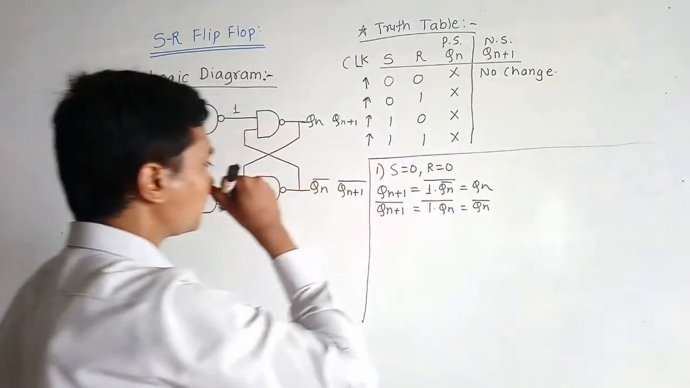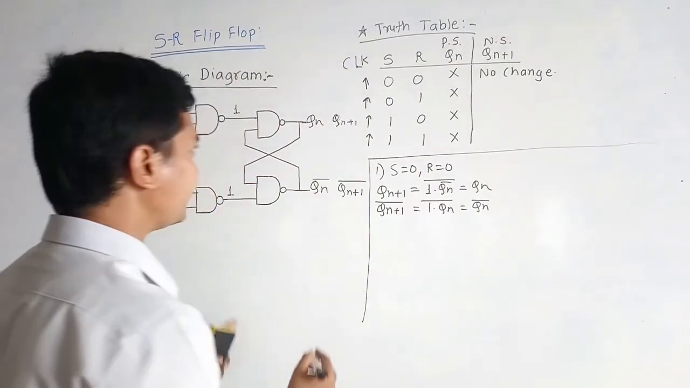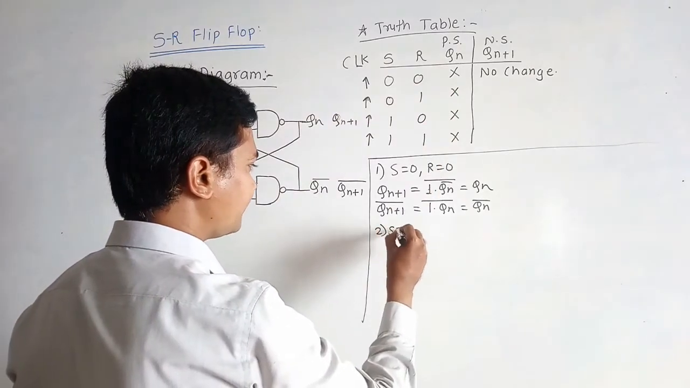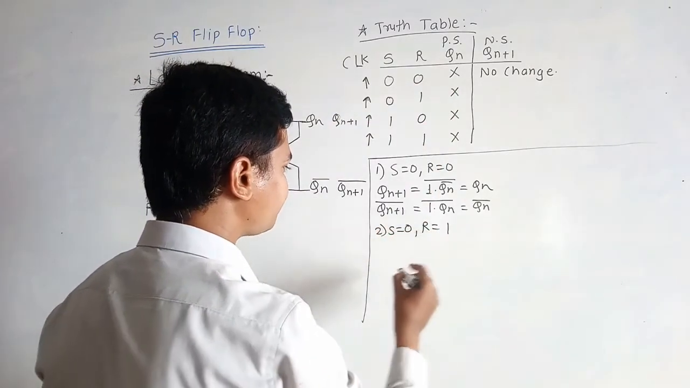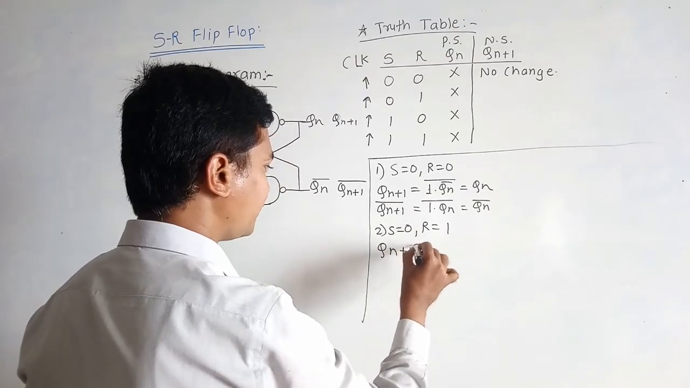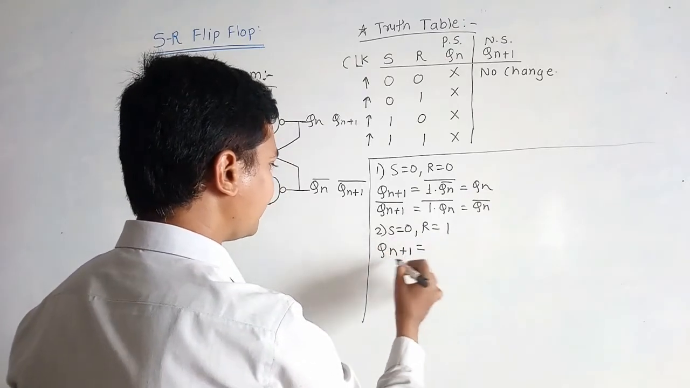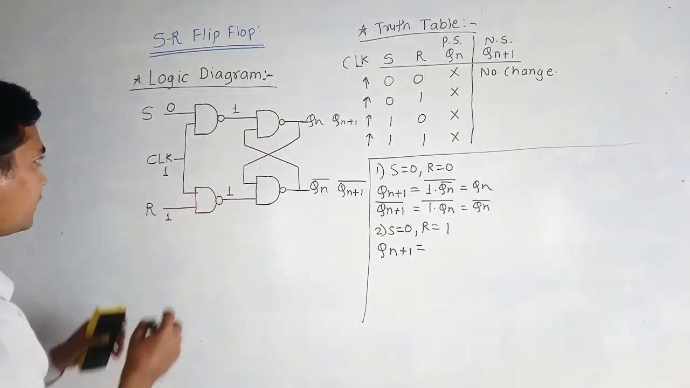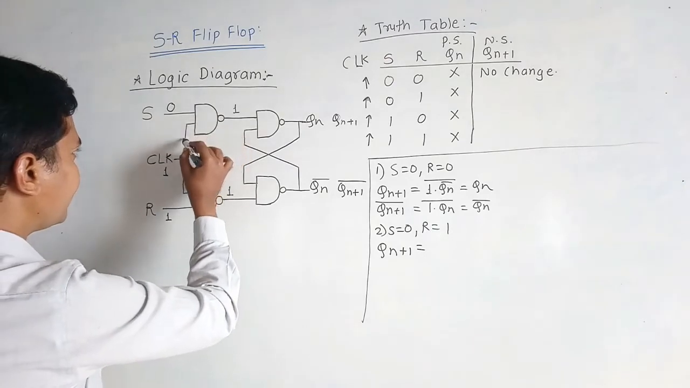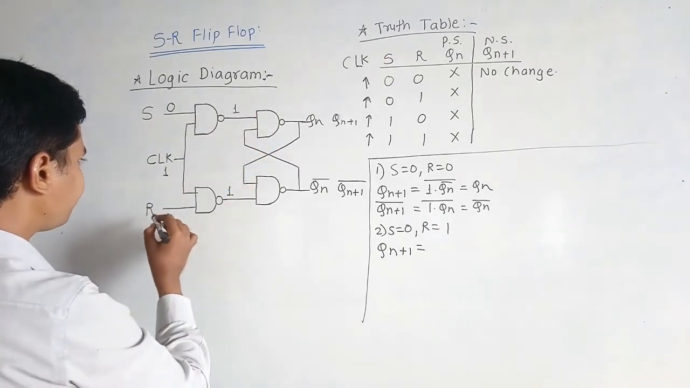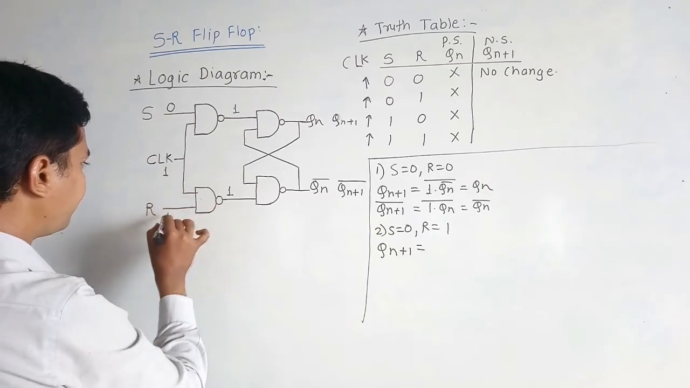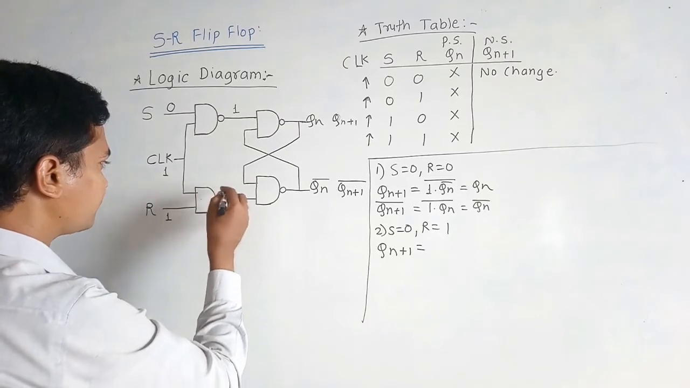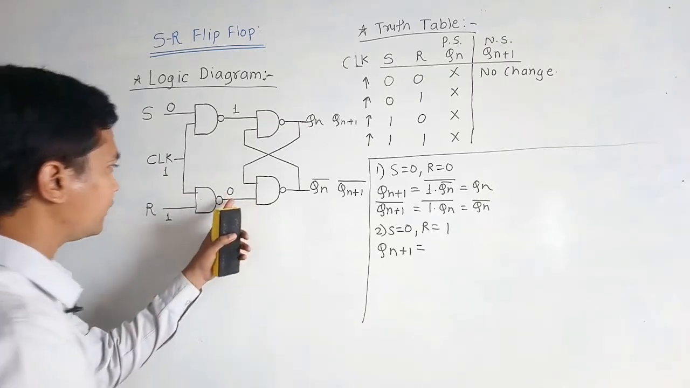Okay, for the second condition, that is for S equal to 0 and R equal to 1, what will happen? 0 NAND with anything is equal to 1, but here 1 NAND with 1 will become what? 1 NAND with 1 is 0. Okay.